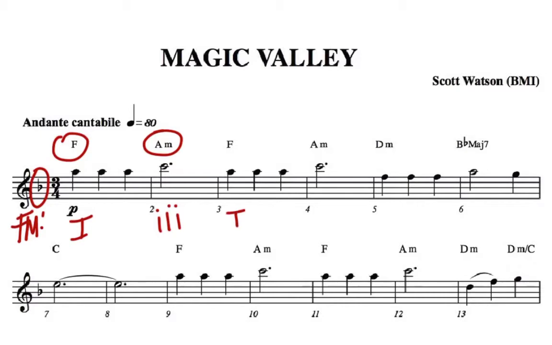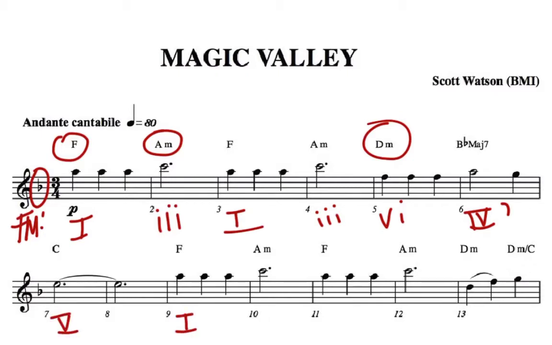It continues on with tonic and then mediant again. But then we actually encounter the submediant, the D minor chord. The F A is the next chord. This B flat major 7 would be a submediant 7. This C chord would be a dominant. Return to F, that's tonic. A minor is mediant again. And then F chord tonic.